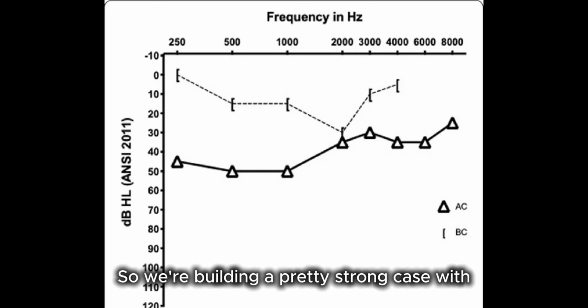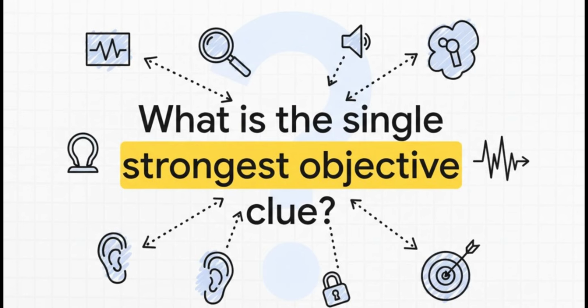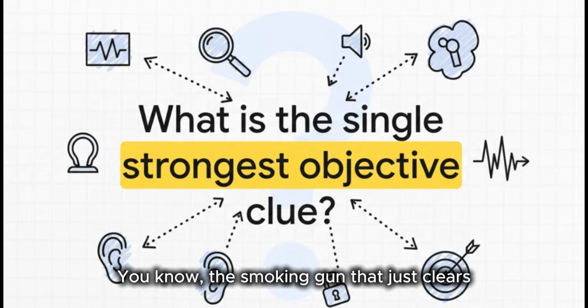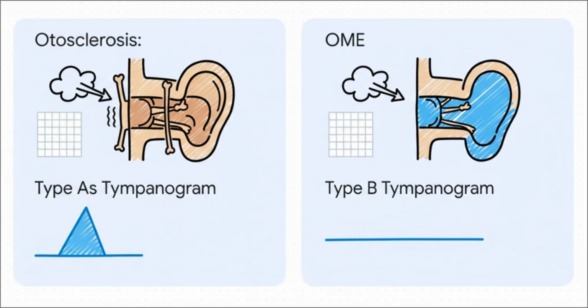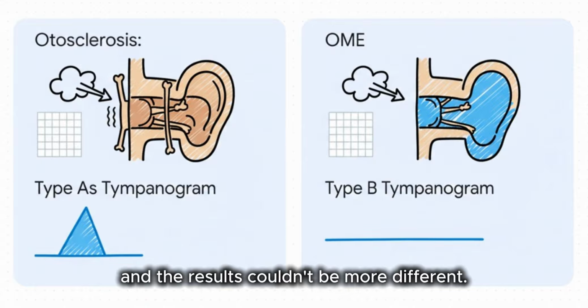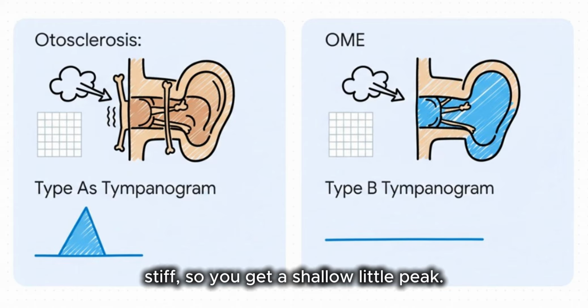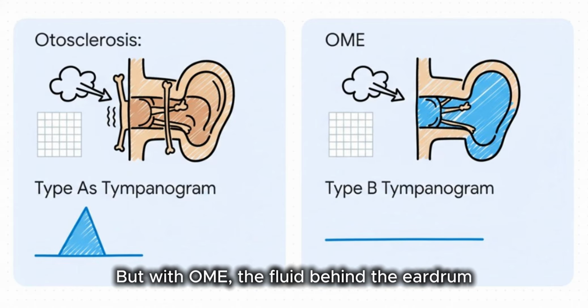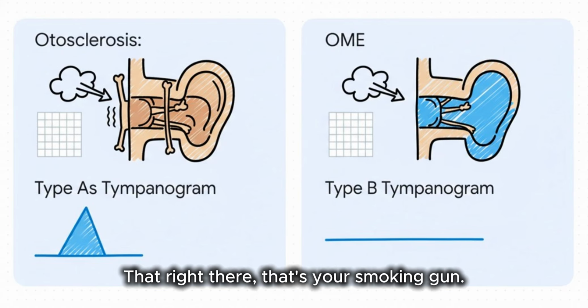So we're building a pretty strong case with all these clues. But is there one test, one piece of data, that acts like the final nail in the coffin? You know, the smoking gun that just clears up any doubt? Oh yeah, there is. It's tympanometry. This test checks how well the eardrum moves, and the results couldn't be more different. For otosclerosis, that whole middle ear system is stiff, so you get a shallow little peak. That's a type AS. But with OME, the fluid behind the eardrum stops it from moving at all. You get a flat line, a type B. That right there, that's your smoking gun.